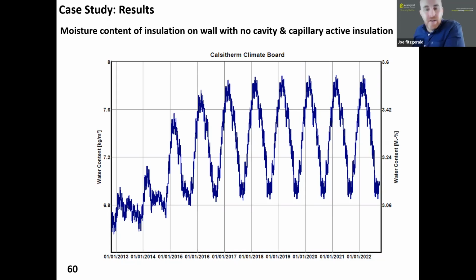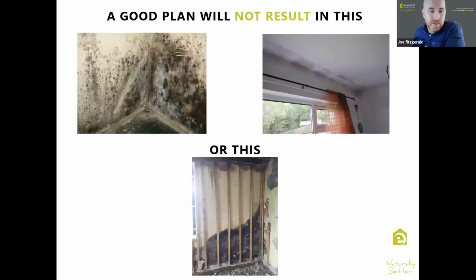So we use WUFI modeling to prevent issues in the best possible way from occurring potentially behind insulations. Because any good plan won't result in mold on the surface, which you can largely eliminate by insulating into the right areas, or behind stud work and things like that, which is the bit you can't see. So you really have to do your due diligence when you're looking at this kind of thing to try and offset some of the risk, because risk will always be there. But the trick to it all is making it as low risk as possible.